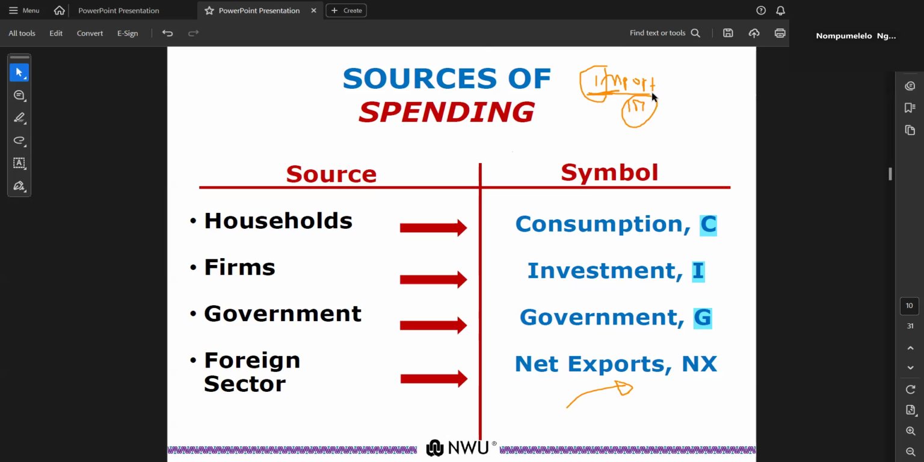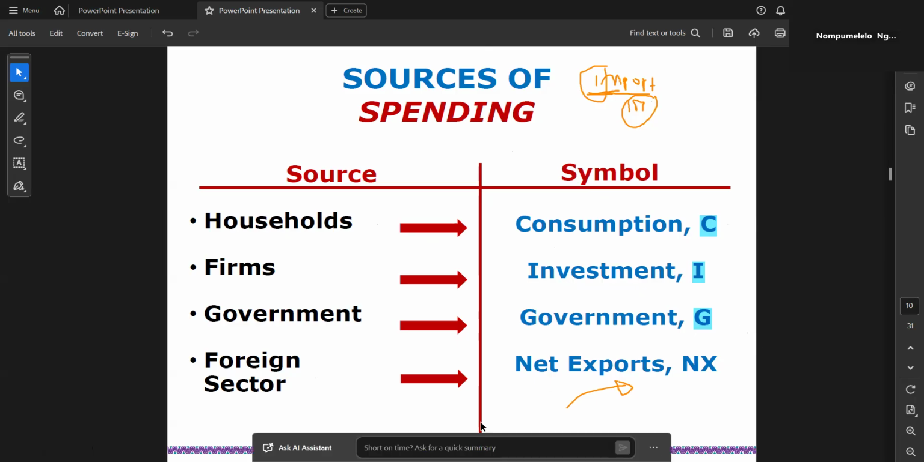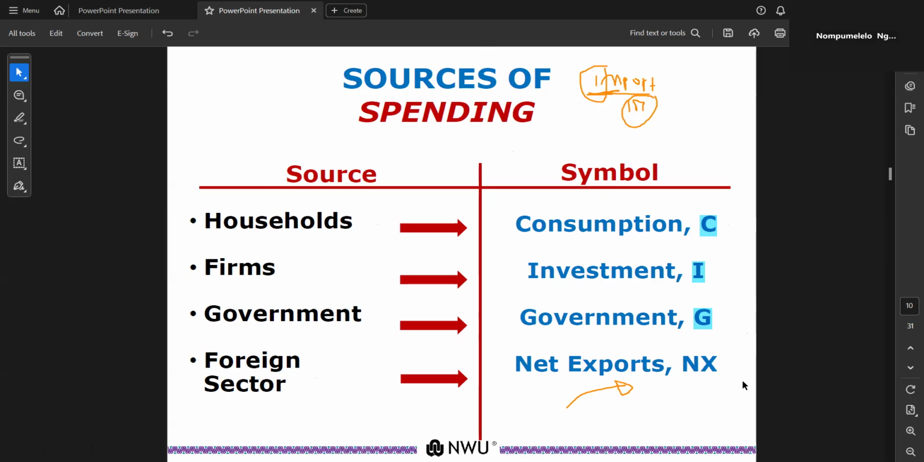So sources of spending: household, firms, government, and foreign sector. The symbol for households is C, because households are also consumers, and consumers consume goods and services, so it's C. Firms, it's investment, I. Government, it's G for government expenditure. Foreign sector, it's NX for net exports, meaning that goods are leaving the economy, we are selling to the rest of the world, and therefore they are spending in our economy.